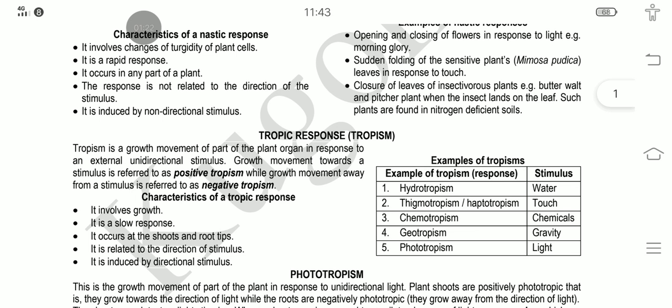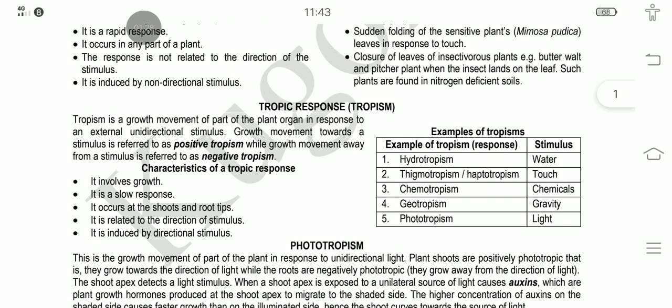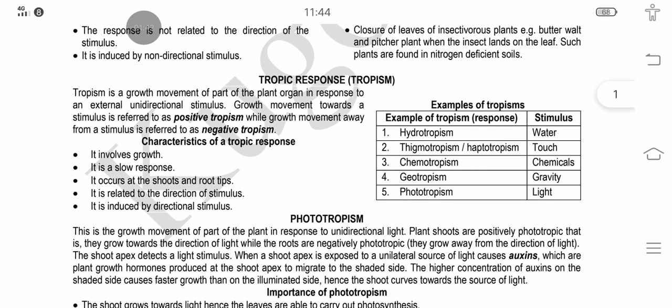Tropism is a growth movement of a part of the plant organ in response to an external unidirectional stimulus. That is called tropism. Then you say growth movement towards a stimulus is referred to as positive tropism, while a growth movement away from the stimulus is referred to as negative tropism. Towards the stimulus, positive tropism. Away, negative tropism.